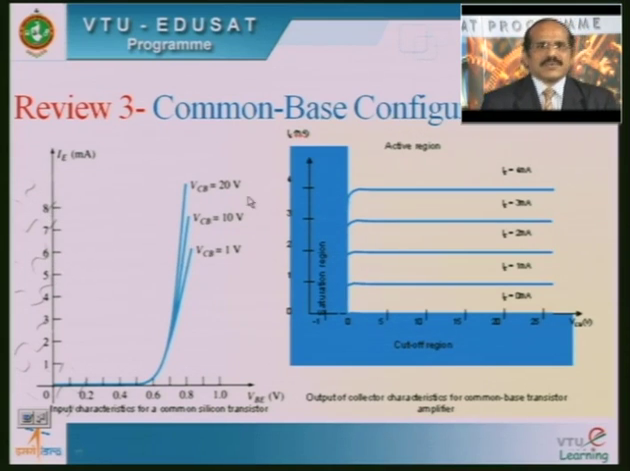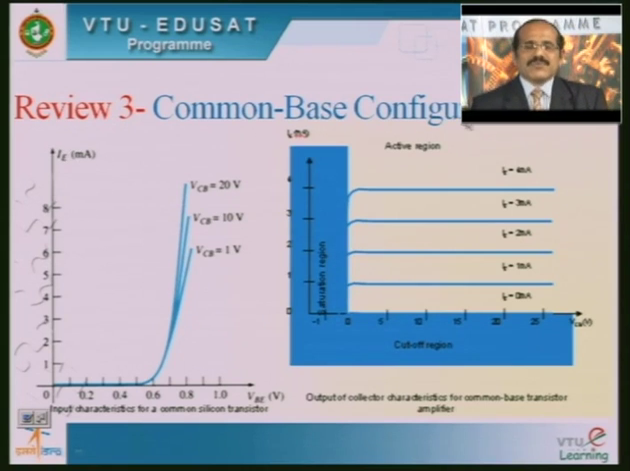The reason is that VCB is the reverse bias voltage applied across the collector to base junction. As the reverse bias across the collector base junction increases, the width of the depletion region across the reverse biased junction increases. Therefore, the depletion region penetrates more into the base region and thereby reduces the base current, that is the recombination current, and in turn it increases the collector current. Since IC is approximately IE, IE will also increase here.